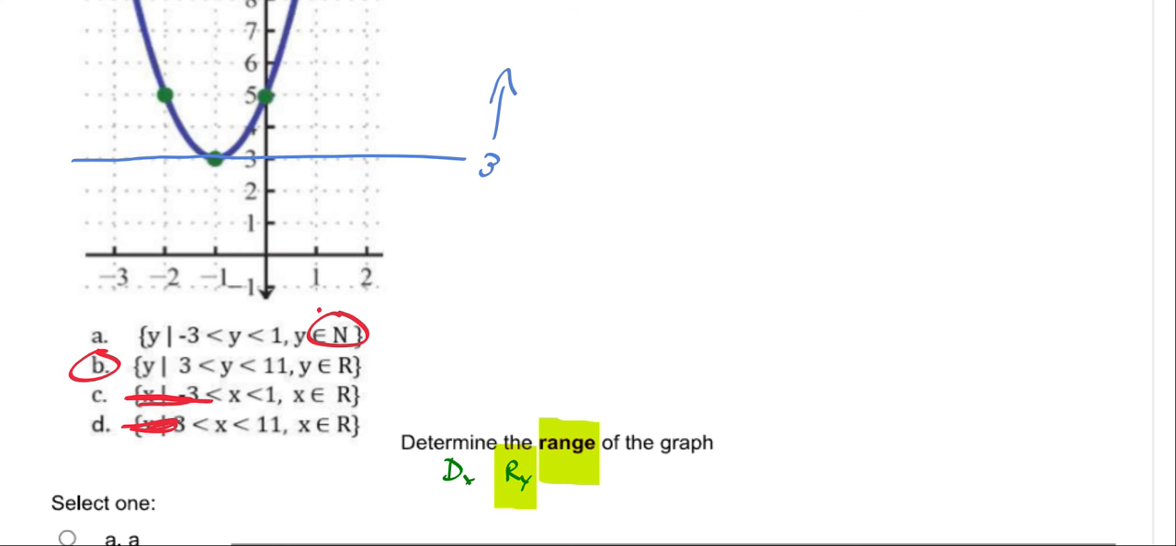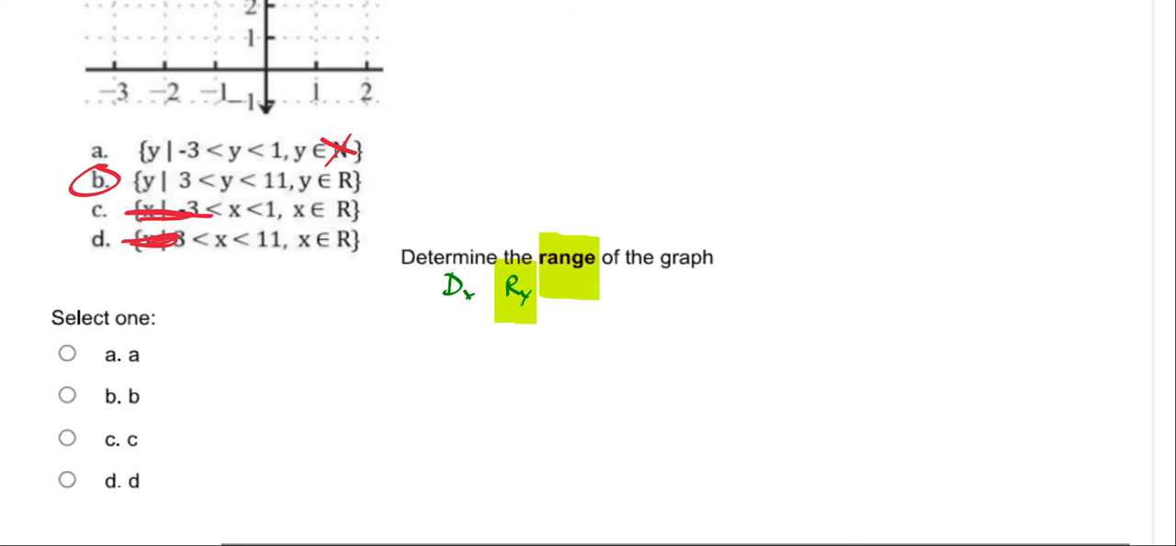Another way we could have knocked out A from contention is A tells us only natural numbers, but we can see that there is a line connecting these points which goes through all of the fractional or decimal divisions in between there. So it can't be natural numbers either. So that's got to be B.